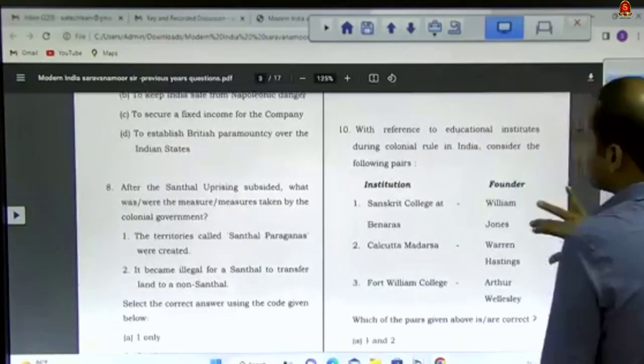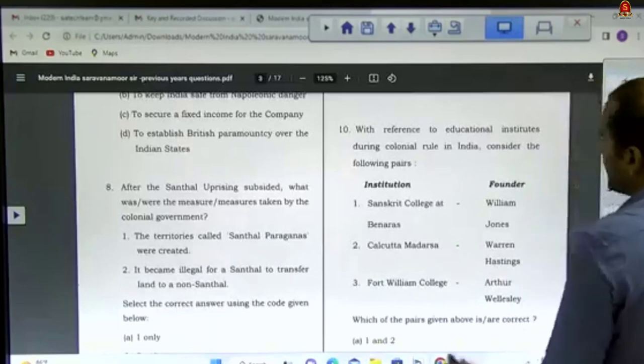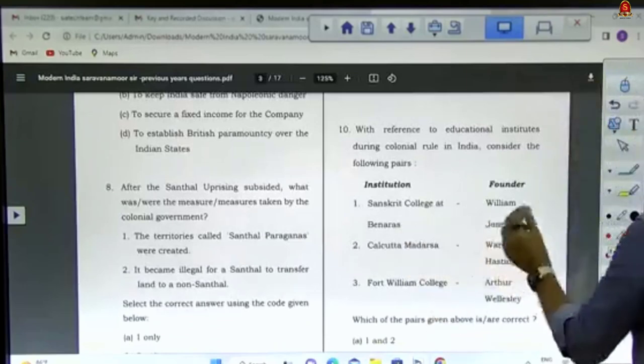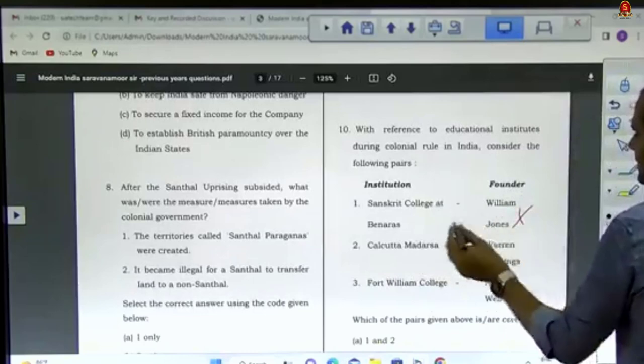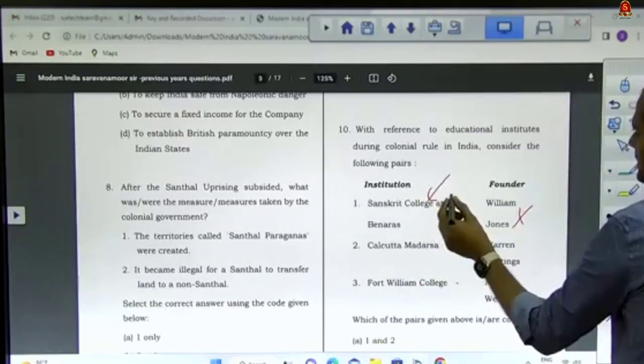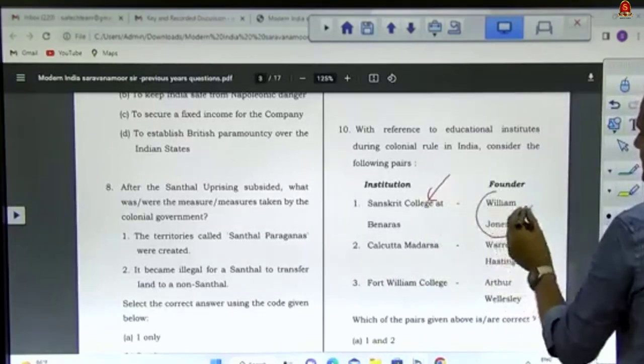Tenth question. It seems to be easy but tricky. Sanskrit College, not Williamson. That pair is wrong. Sanskrit College, Jonathan Duncan. William Jones is related to the Asiatic Society of Bengal.